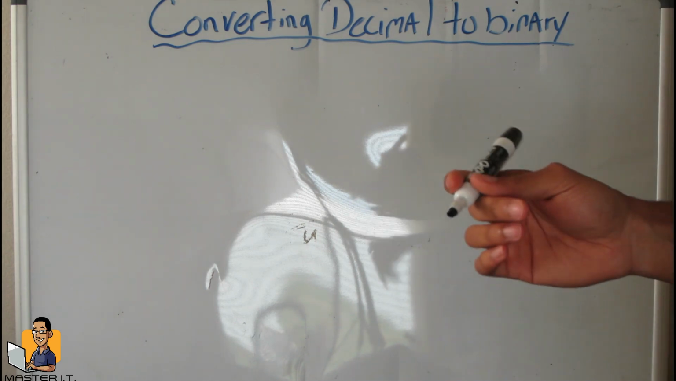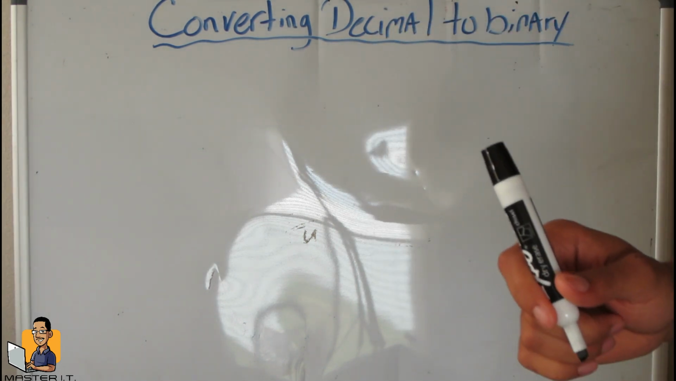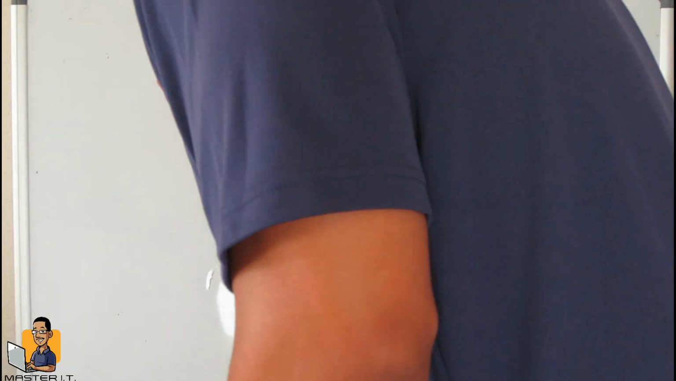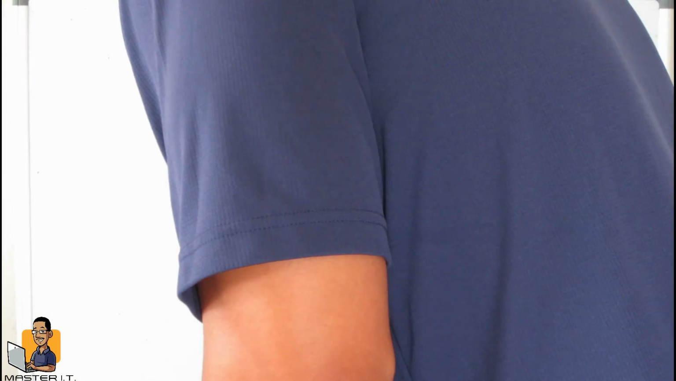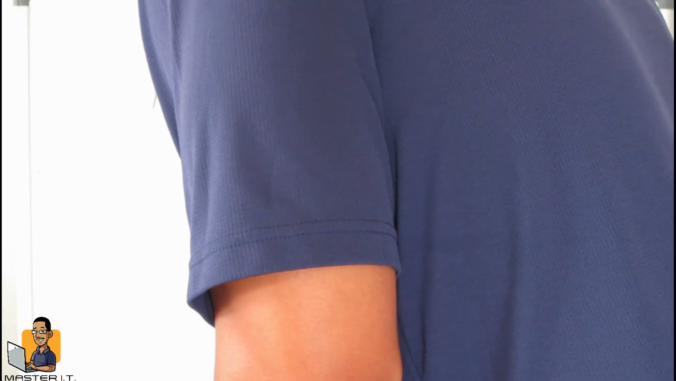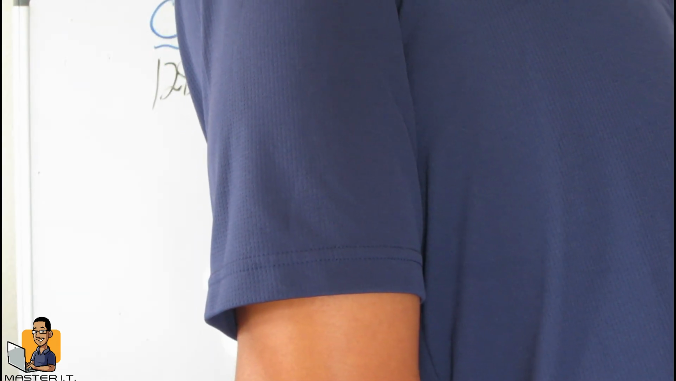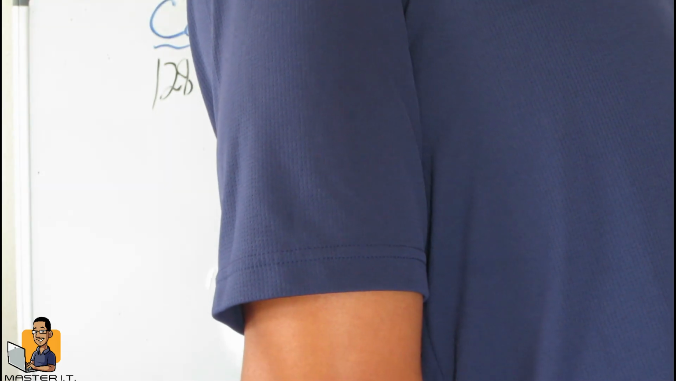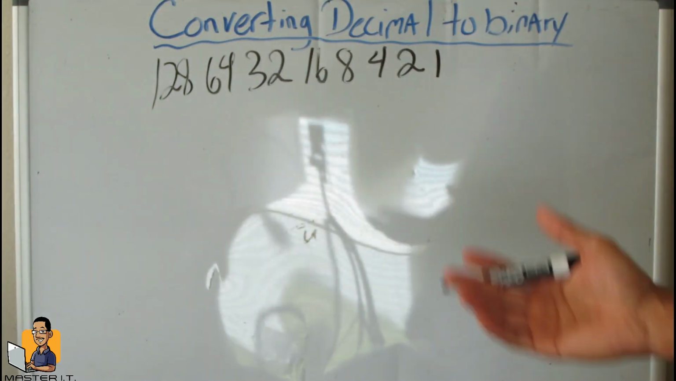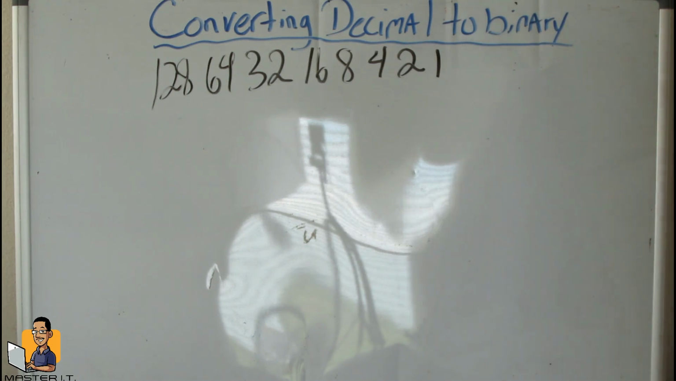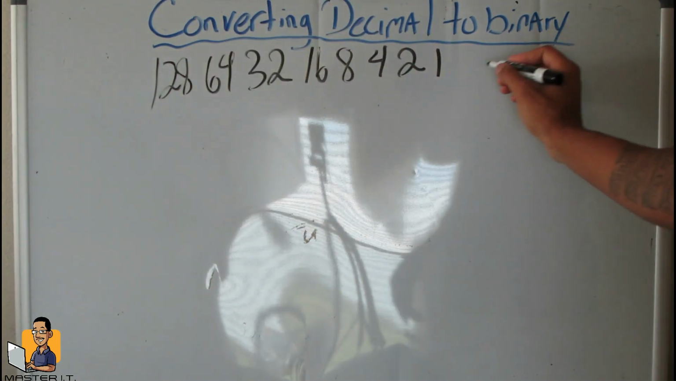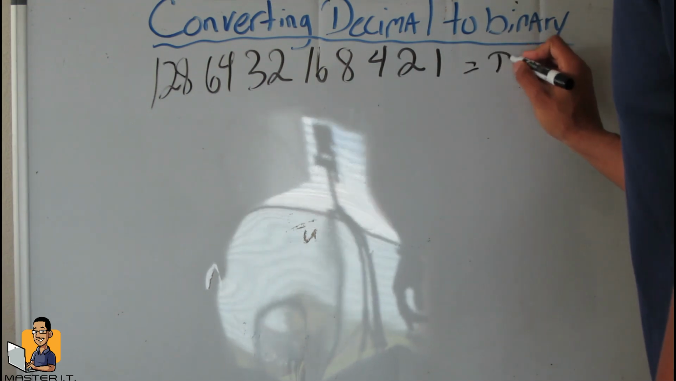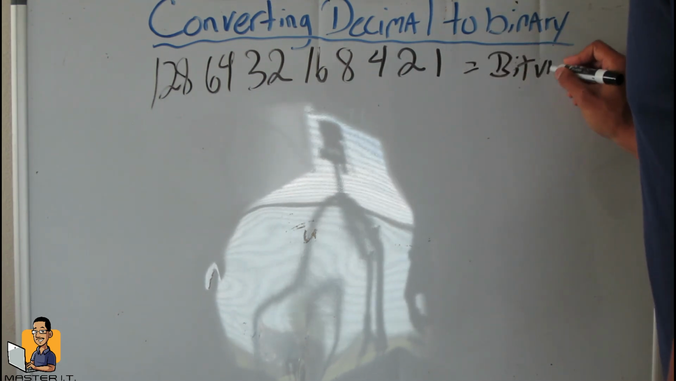So, pop quiz, what are the bit values? Okay, great, 128, 64, 32, 16, 8, 4, 2, and 1. You can go the other way, I go left to right all the time, but you start at 1 and go all the way up to 128. These are the bit values.